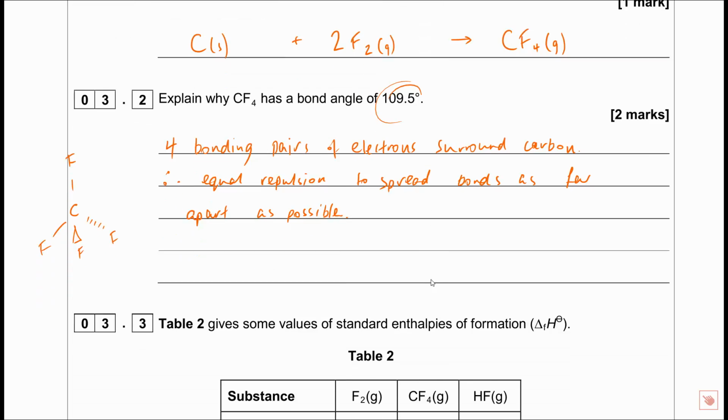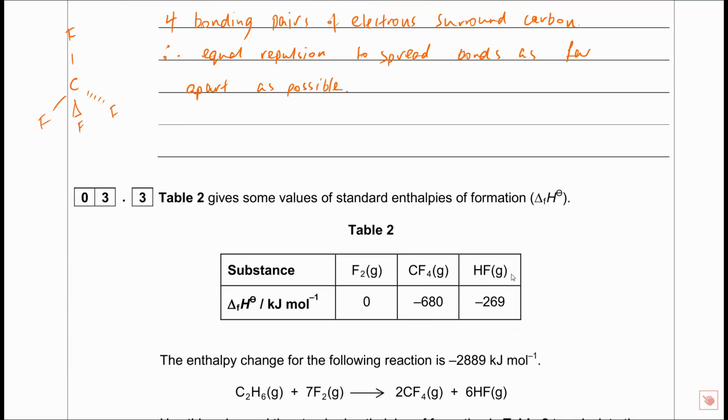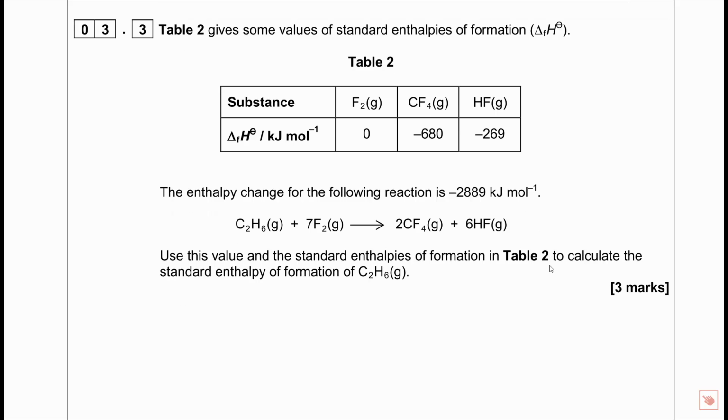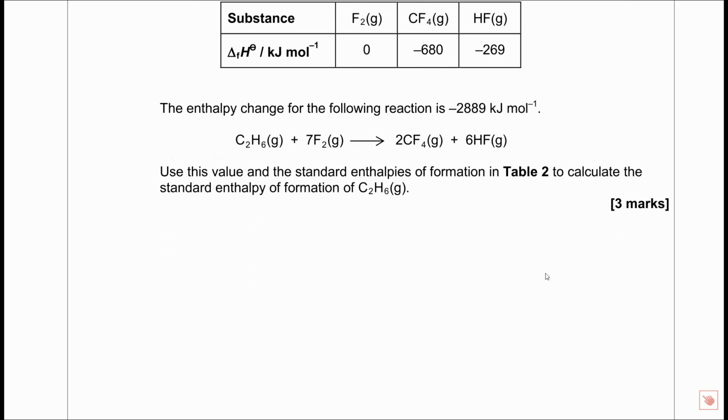There's 2 marks. That's a question. Table 2 gives some values of standard enthalpies of formation, and we're going to have to work out an enthalpy change for this reaction here. So this is the reaction we've got, and we're told the enthalpy change for this reaction is -2889. This is not a normal question. They're really going for it on this, aren't they?